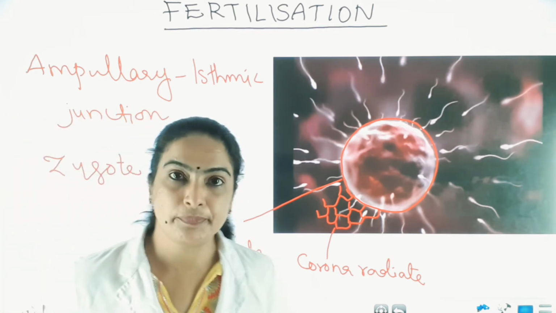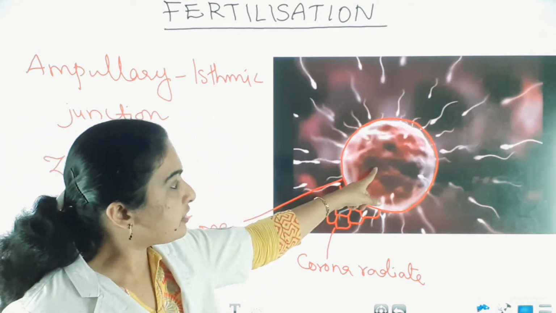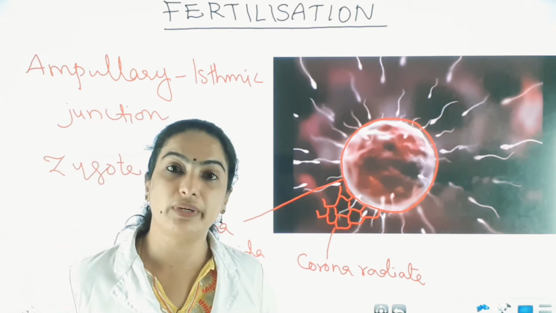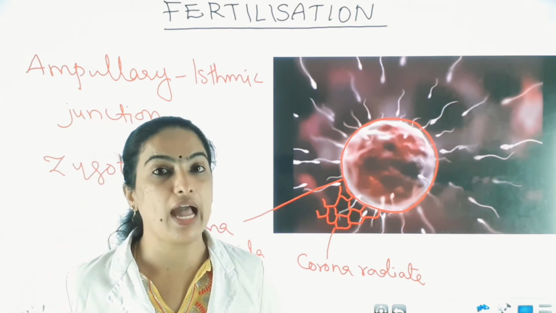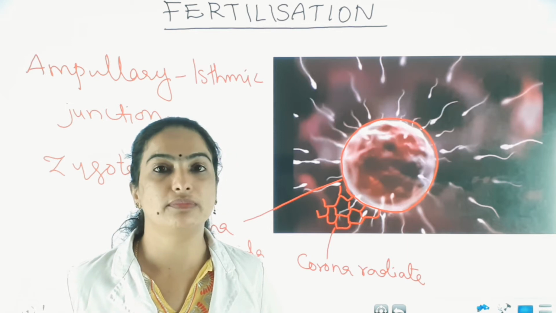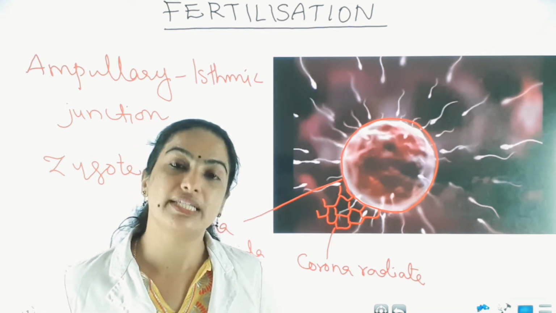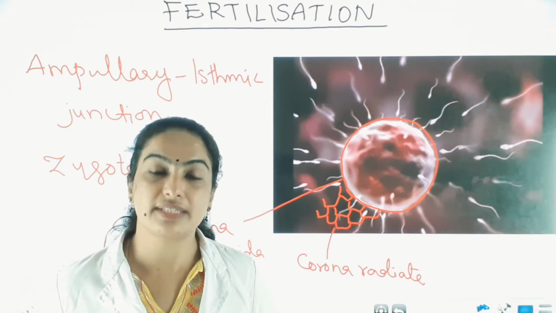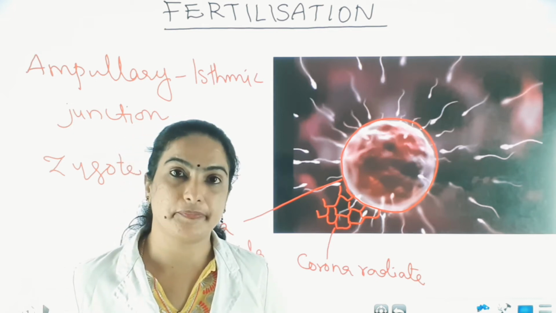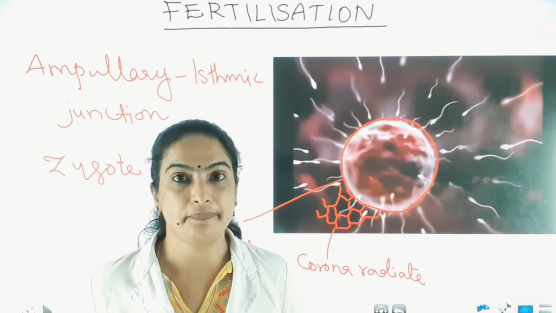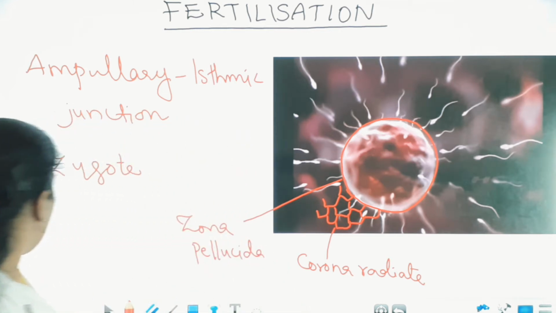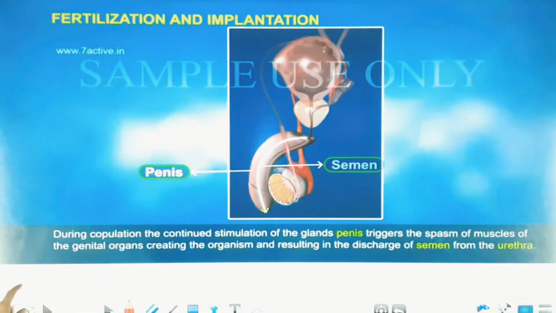Is it clear? So here inside the ovum, the haploid nucleus of the sperm fuses with the haploid nucleus of the ovum to form a diploid zygote. Is it clear? The zygote is diploid. Is it clear about fertilization? And now we can see the video of fertilization.